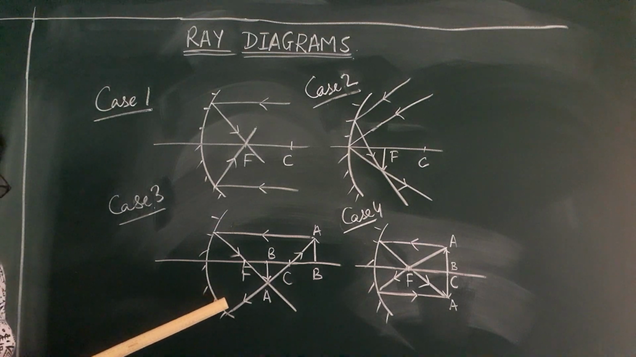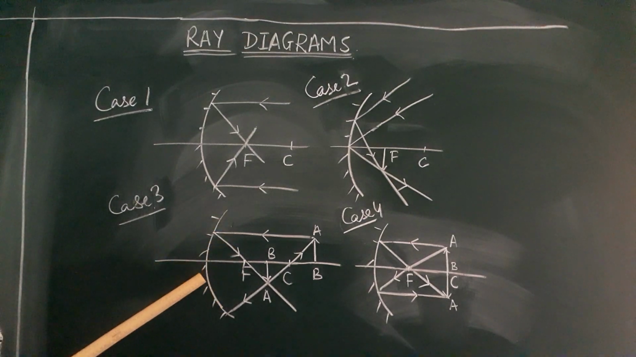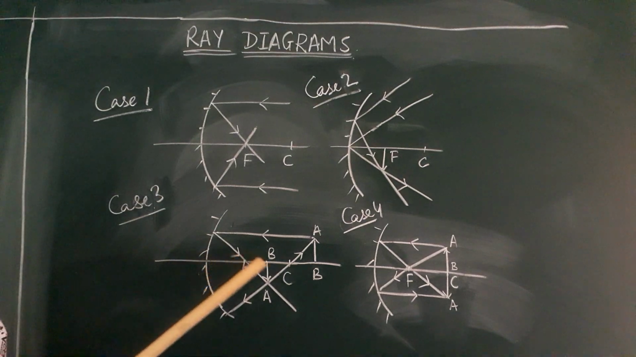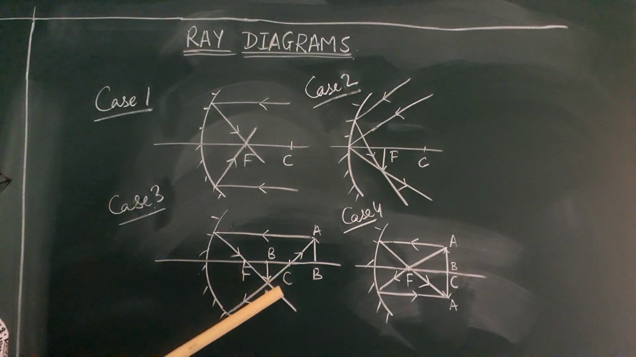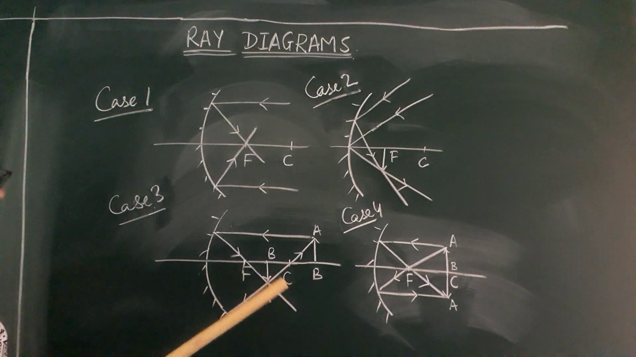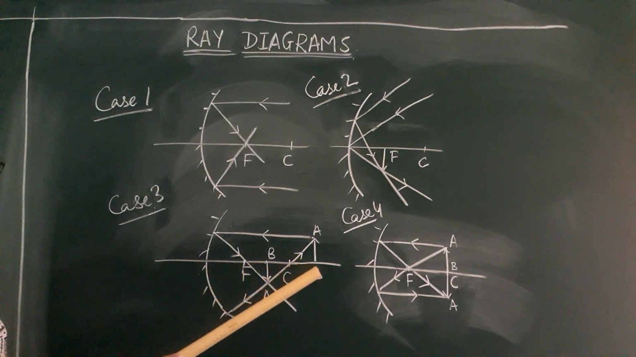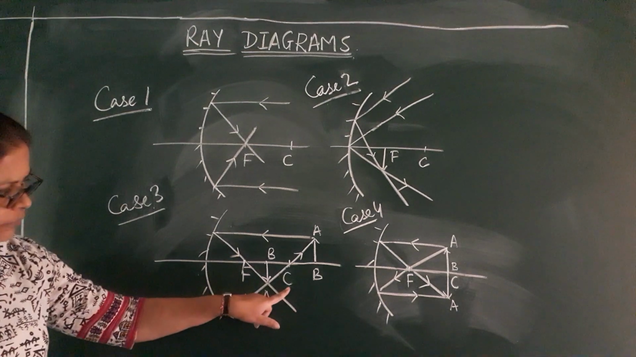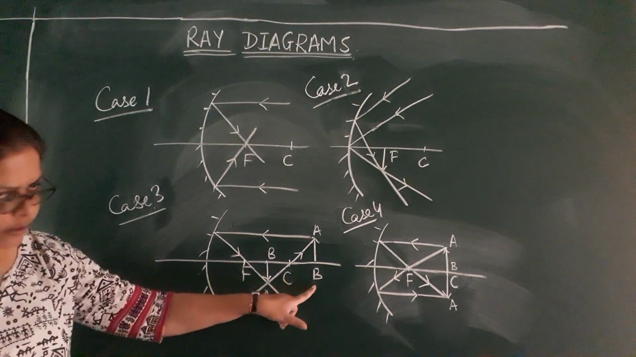Now have a look at case 3, children. What happens in this case? I have drawn the mirror, the center point, the straight line, the principal focus, and two points F and C at a distance of 2 centimeters each. Now the object is placed beyond C. Can you see? This is the center of curvature. The object is placed beyond C.